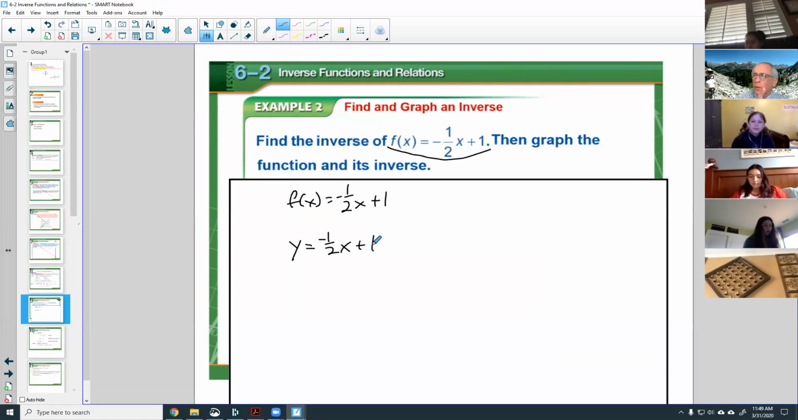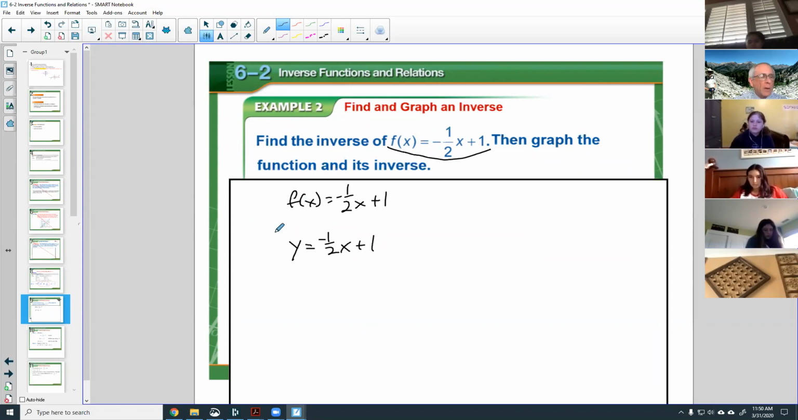Now, I just told you a second ago what an inverse was. What's an inverse? Somebody give me an answer. What am I doing to find the inverse of a function? Anybody, just turn on your mic and speak up. Joanna: You're switching f of x into y. Well, close. I'm just switching the x's and the y's.